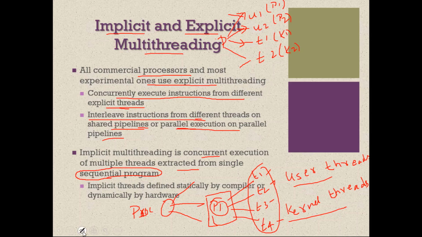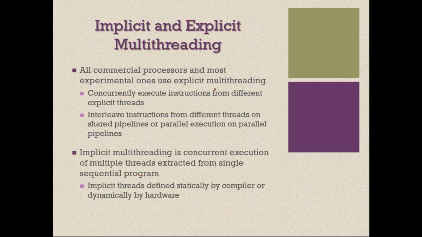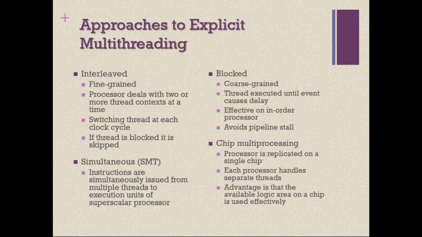Basically, explicit multi-threading means concurrent execution of instructions from different explicit threads, that is, threads belonging to different processes will be context switched. Whereas in implicit multi-threading, the threads are extracted from a single sequential program. So now we are going to discuss explicit multi-threading in detail.